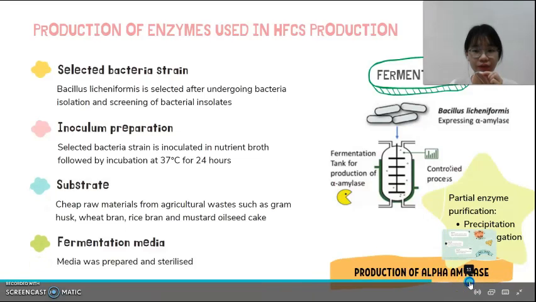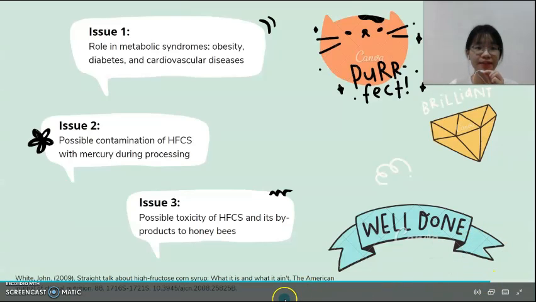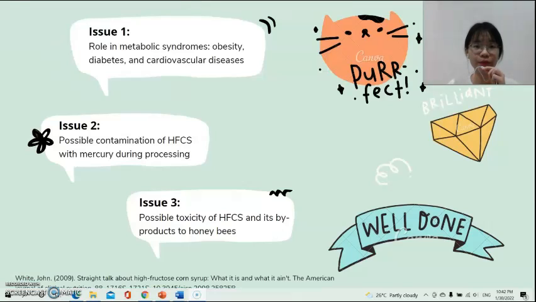The first issue, which is the consumption of too much HFCS, will contribute to high calorie intake and leads to obesity, diabetes, and cardiovascular diseases. Second issue, possible contamination of HFCS with mercury during processing. This is because the caustic soda used in the HFCS production is made by a plant that uses mercury cells.